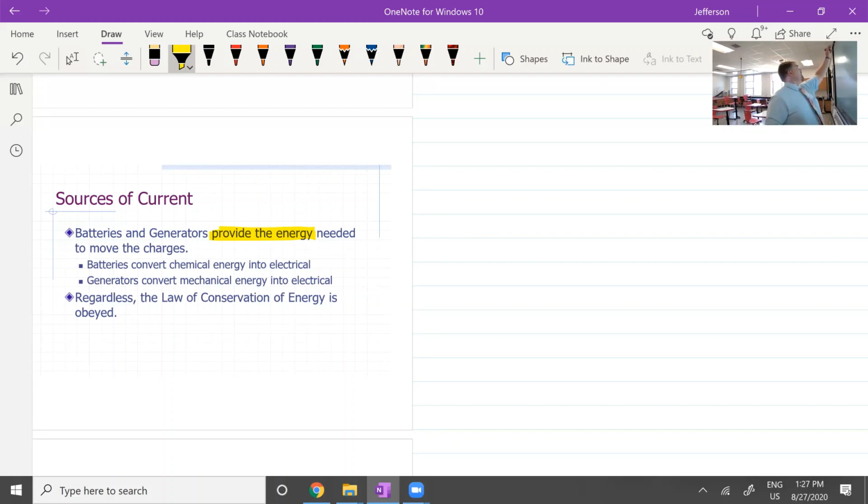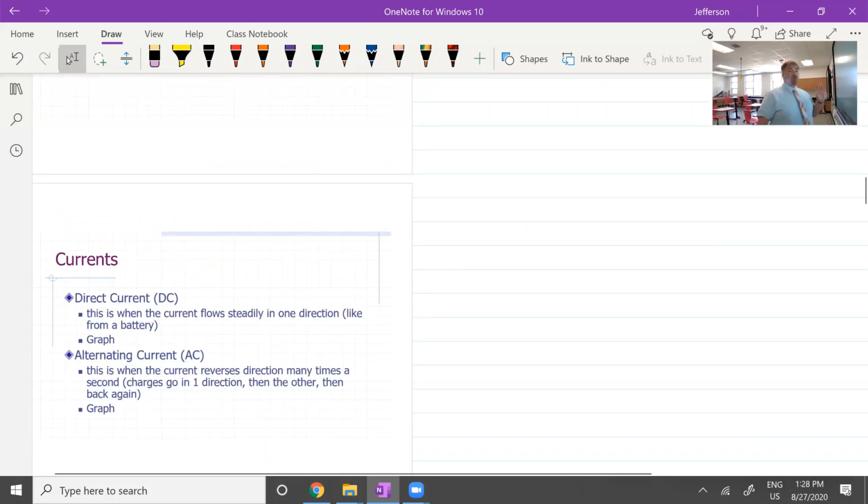Okay? Now, other things I want to point out, batteries will convert chemical energy into electrical. We've talked about that. That was the last thing in the last chapter. Generators, which we'll talk about in chapter 22, convert mechanical energy into electrical. But regardless, the law of conservation of energy is obeyed. So again, key thing, they provide the energy, not the charges. The charges are already there. Okay? The charges are already in there. It's just that batteries and generators provide the energy to get them to move.